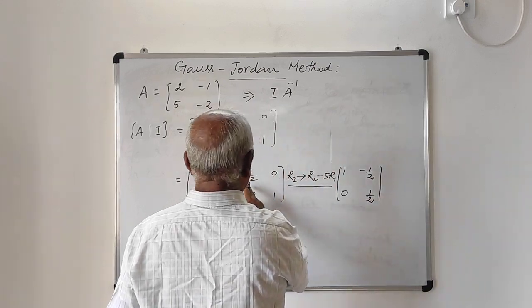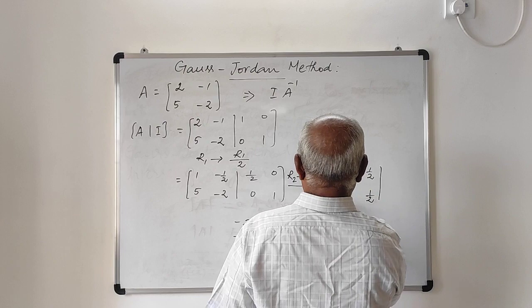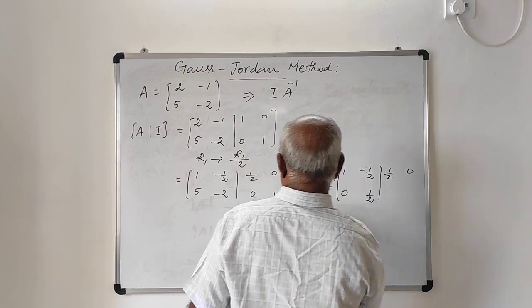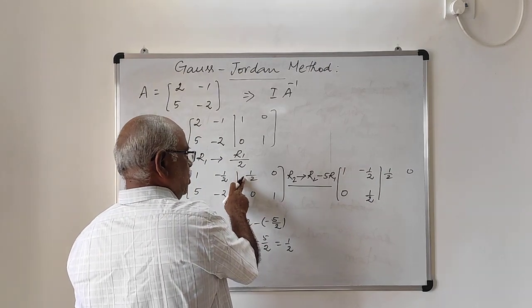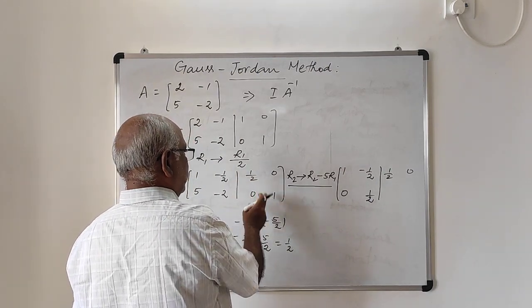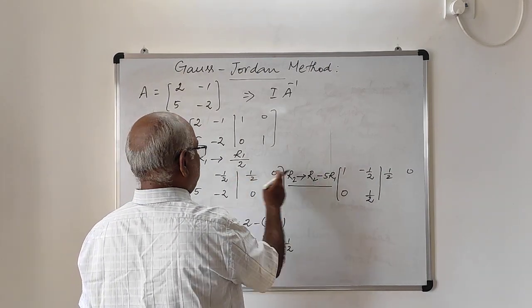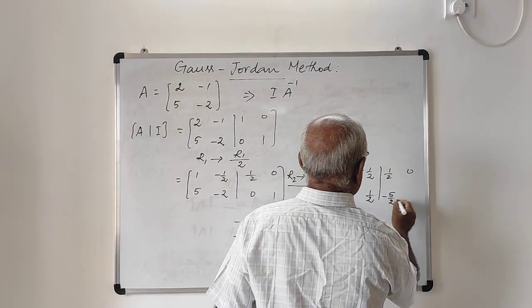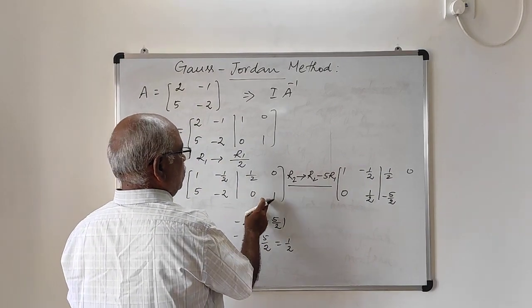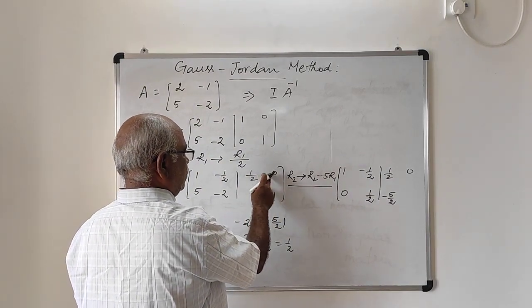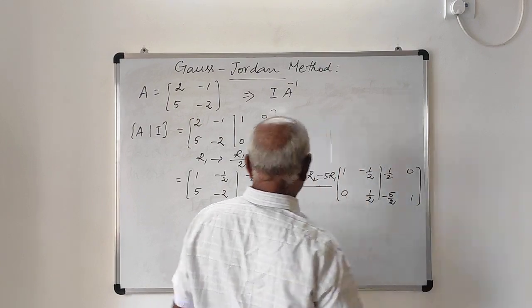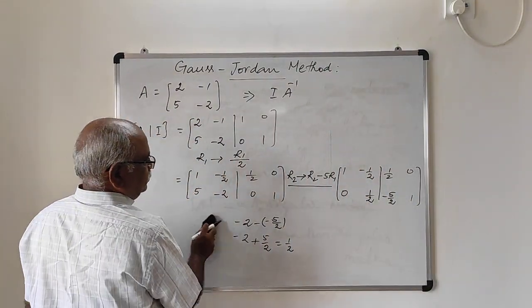And the second one, first row you correct as it is: 1 by 2, 0. 5 times of R1 is 5 by 2, 0 minus 5 by 2 is minus 5 by 2. And 1 minus 5 times of R1, 5 times of R1 is 0, 1 minus 0 is 1. That's all.